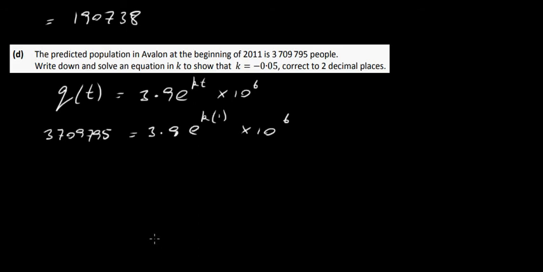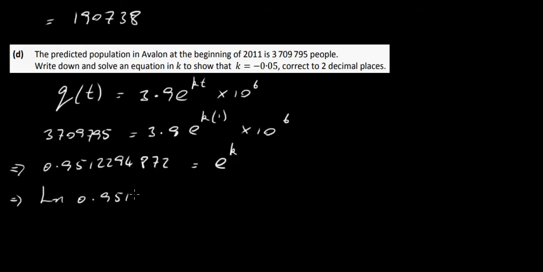The first thing I'm going to do is divide across by 10 to the power of 6, and divide across by 3.9. That will give me 0.9512294872 is equal to e to the power of k. So I'm just left with e to the power of k, since k times 1 is just k. Because what we're looking for is a power here, I'm going to take the log of both sides. Again, I'll use natural logs here: the log of 0.9512294872 is equal to the log of e to the power of k.